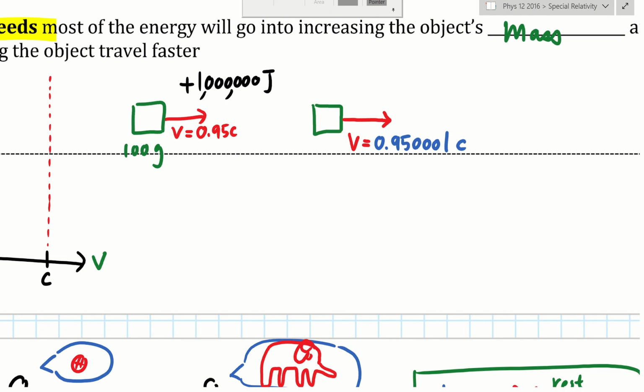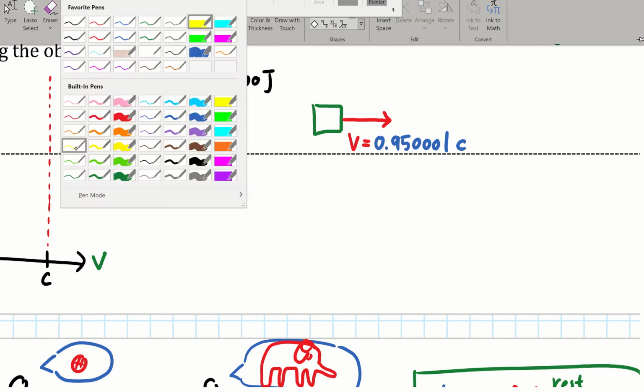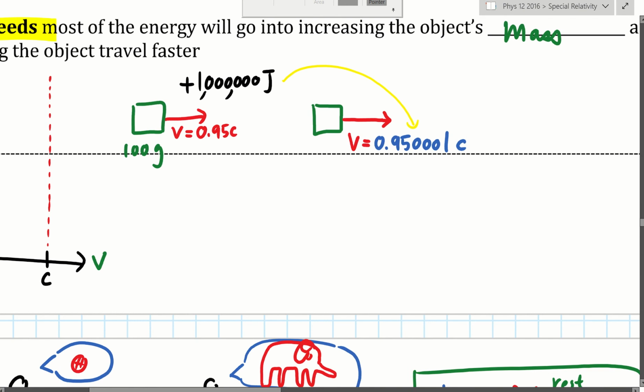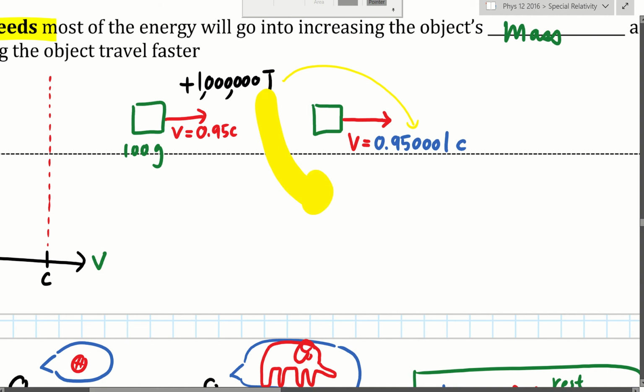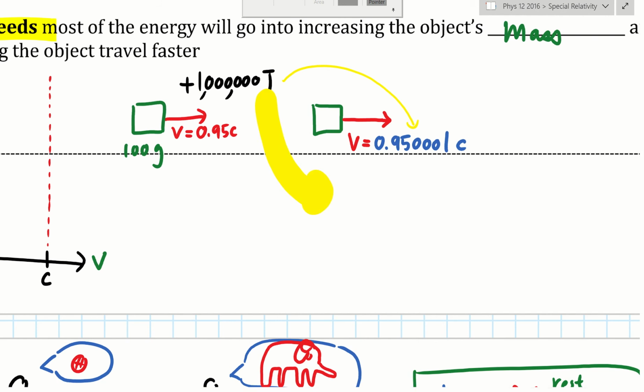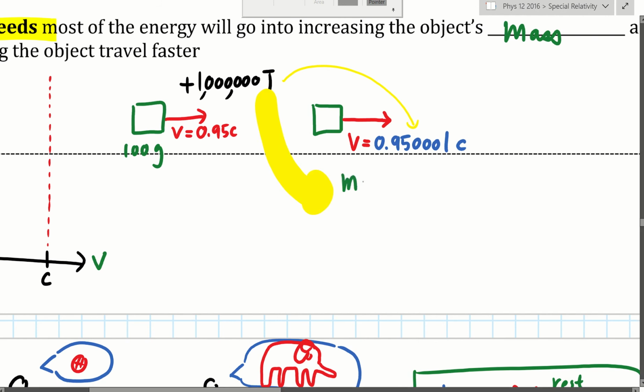Now, where does most of the energy go? A tiny bit goes to increasing speed. So where does most of the energy go? Well, if the energy is not increasing speed, then the energy is increasing mass. So if you look at the mass, the object is going to become a lot more massive. Maybe from 100 gram, it becomes 60,000 gram. Okay, so it becomes very, very heavy.